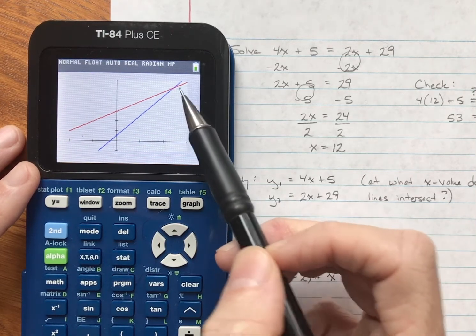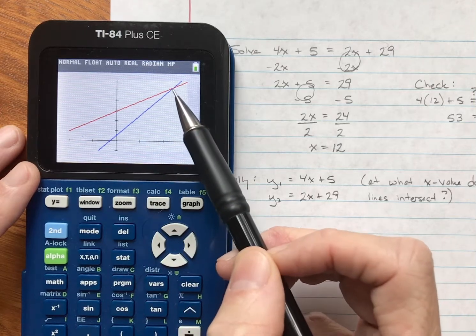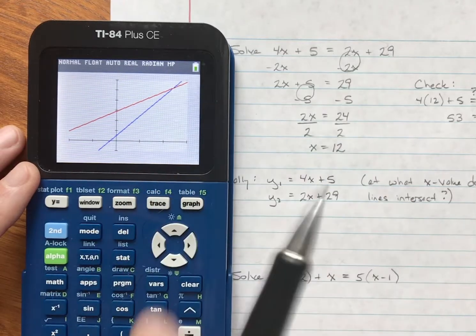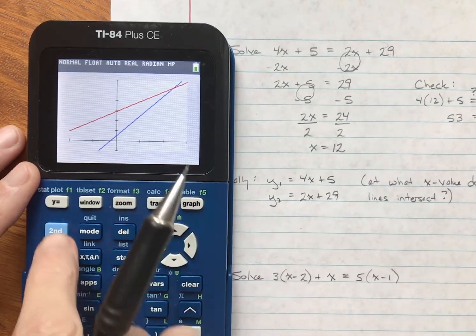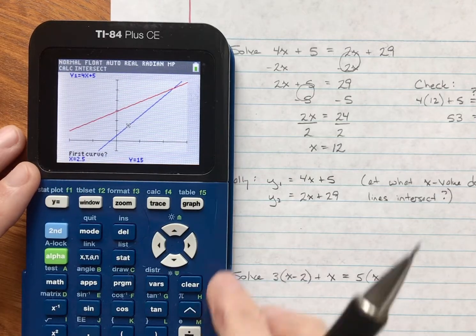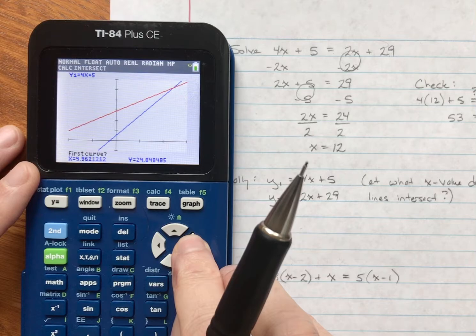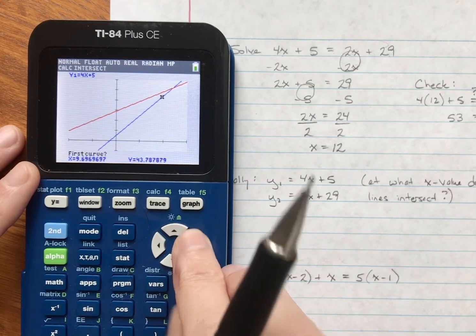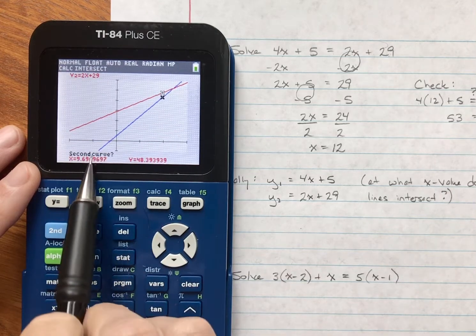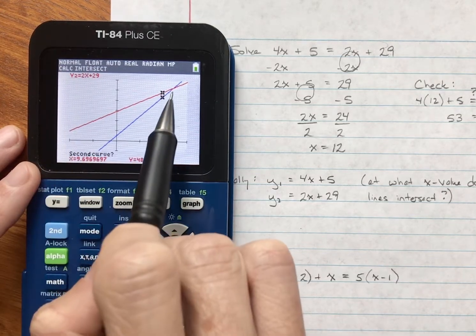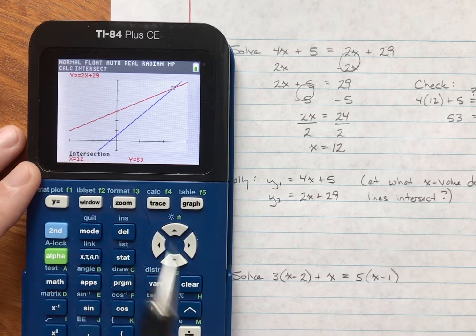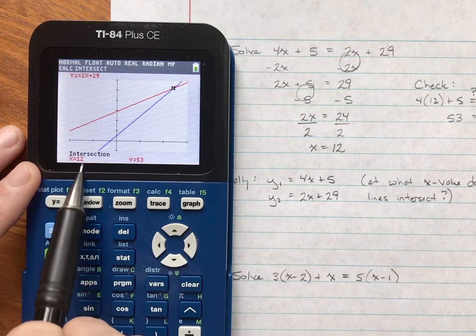They're intersecting here in quadrant 1, right up here in the top corner of my window. And all we need to do now is calculate that intersection point. So second calc, number 5 is the intersect. I normally put the cursor kind of close to the intersection. So you mark your first curve close to the intersection, press enter. Mark the second curve, which is the red one, close to the intersection, press enter. And then it says take a guess. Yes, please do that. Well, here you are at x equals 12 right there.